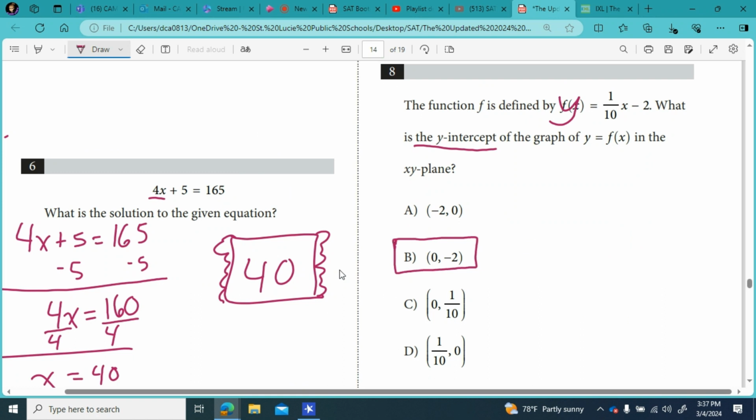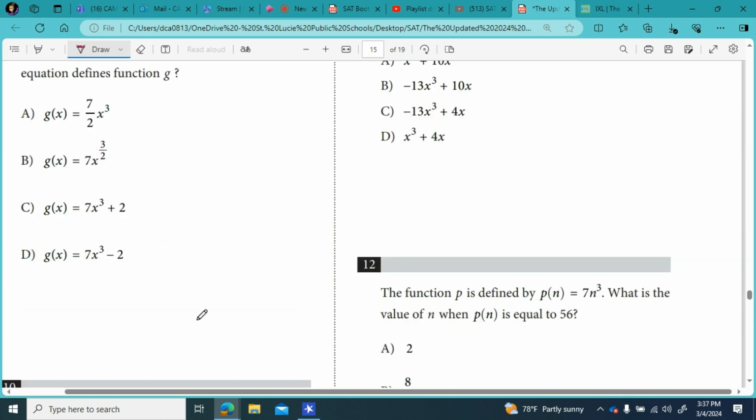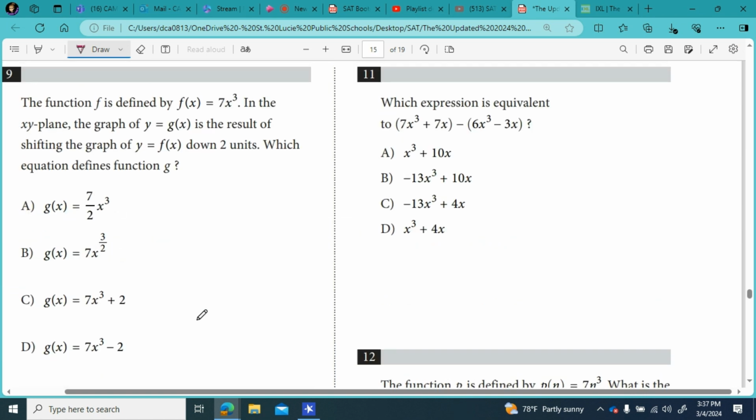With question number 8, we can move right along to question number 9. This says the function f is defined by f of x equals 7x cubed. In the xy plane, the graph of y equals g of x is a result of shifting the graph of y equals f of x down 2 units. Which equation defines function g?